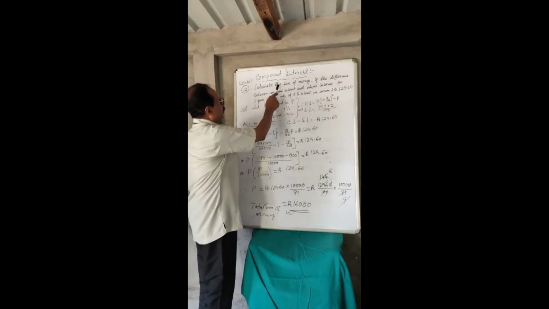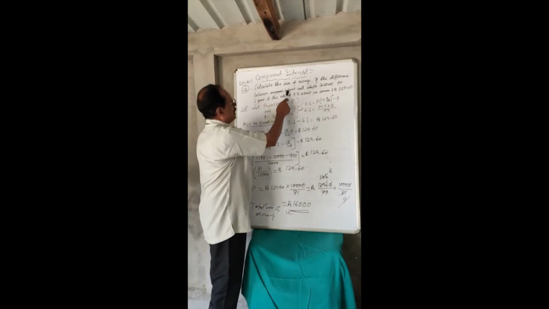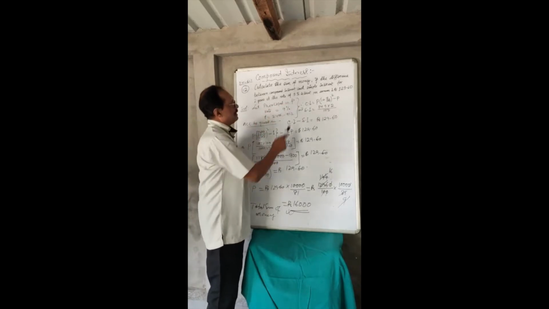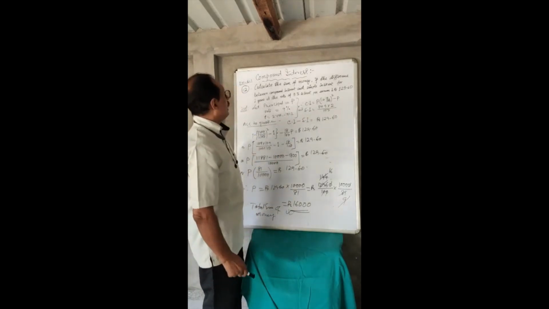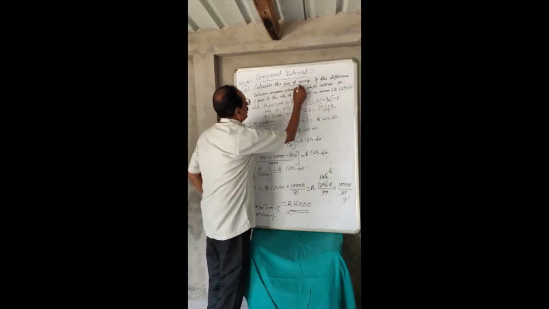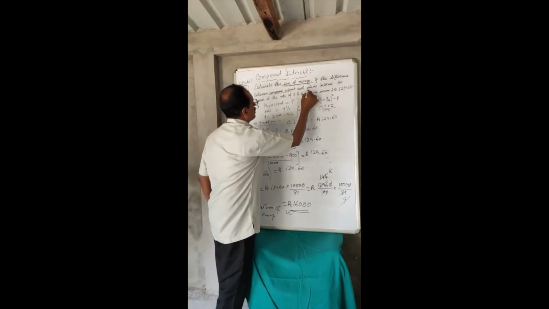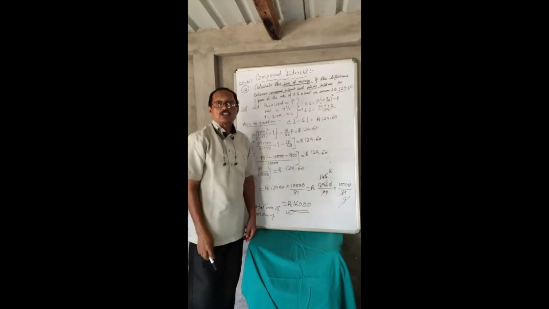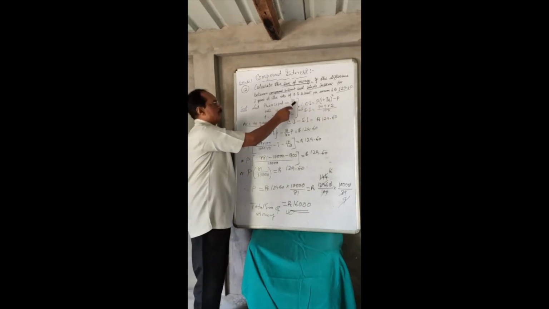The problem is: calculate the sum of money if the difference between the compound interest and simple interest for 2 years at the rate of 9% interest per annum is rupees 129.60. We have to find how much money was invested, so that the difference between the two types of interest, compound interest and simple interest, comes to rupees 129.60.